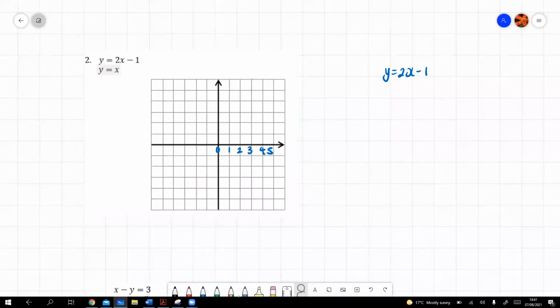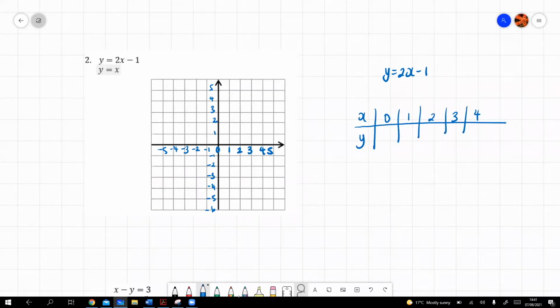Sometimes it messes up. Let's start that again. Minus 1, minus 2, minus 3, minus 4, minus 5, 1, 2, 3, 4, 5, minus 1, minus 2, minus 3, minus 4, minus 5, minus 6. Okay, x and y values. I'm going to do 0, 1, 2, 3, and just 4 for now.